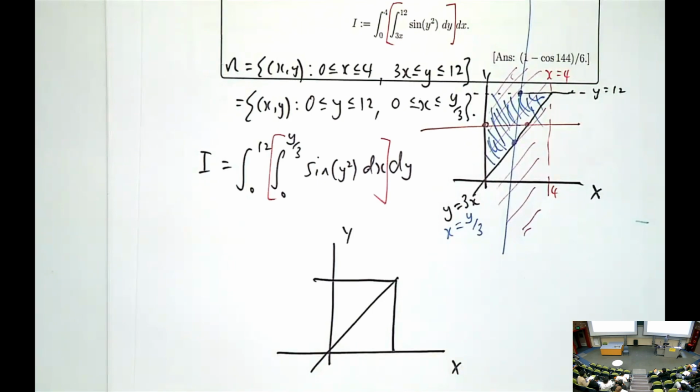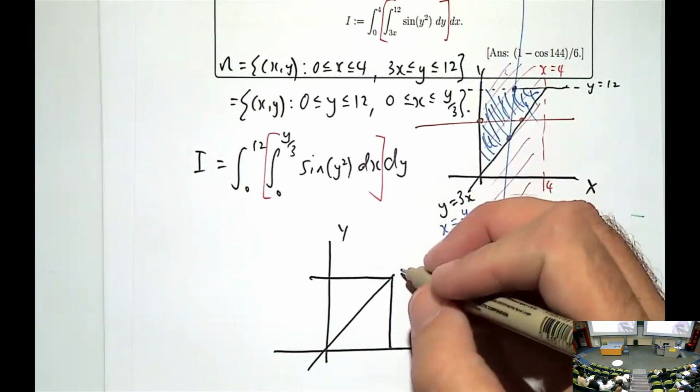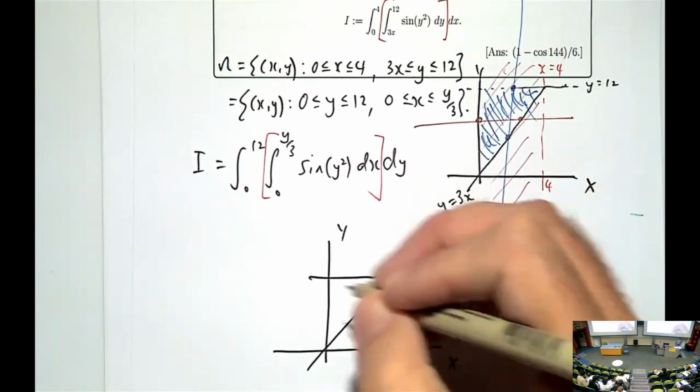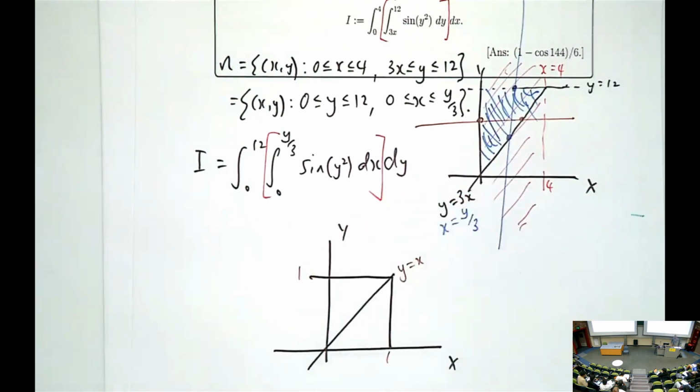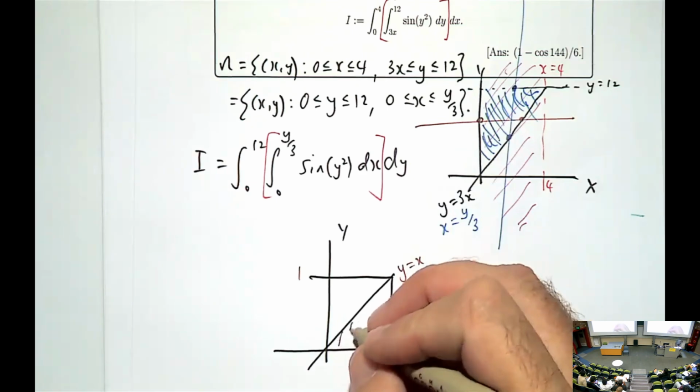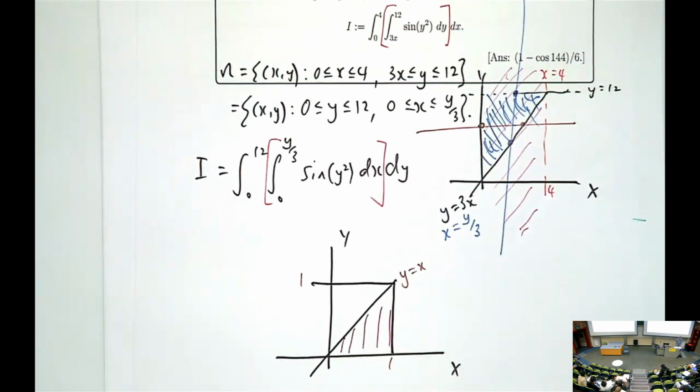Let's say this is the line y equals x, and that's 1 and that's 1. All right, so let me draw the region first, and then you can work out how we should describe it, because maybe that's even easier. I'm going to go with this region.